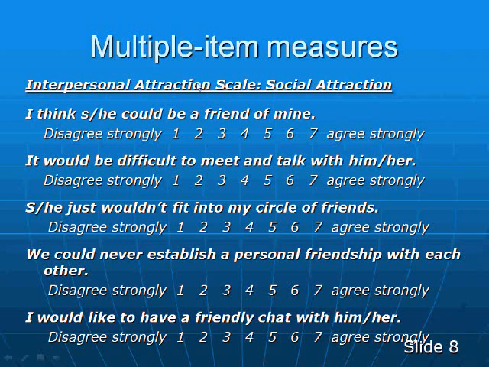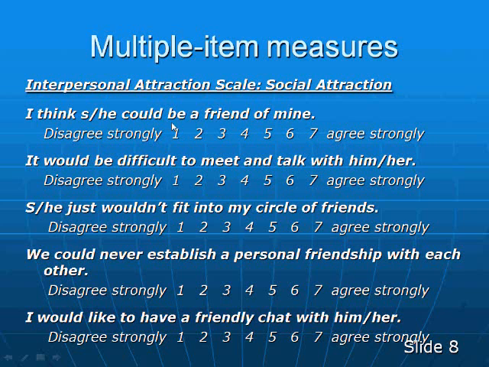So you have 5 different items here. The first one is, I think she or he could be a friend of mine, and you are asked to place yourself on this response option here, anywhere between disagree strongly and agree strongly, and you can circle anywhere from 1, which would represent that you disagree strongly, to 7, which would represent that you agree strongly.